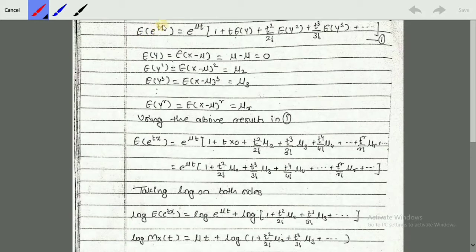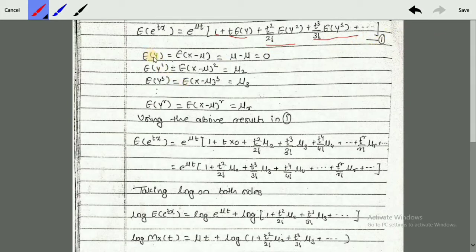Here expectation of e raised to tX is equal to e raised to mu t times expectation of e raised to tY. Just write the expression for e raised to tY and then apply the expectation throughout the bracket. So we'll get the first term 1, then t into expectation of Y, third term t square upon 2 factorial expectation of Y square, and so on. This we named as equation 1.